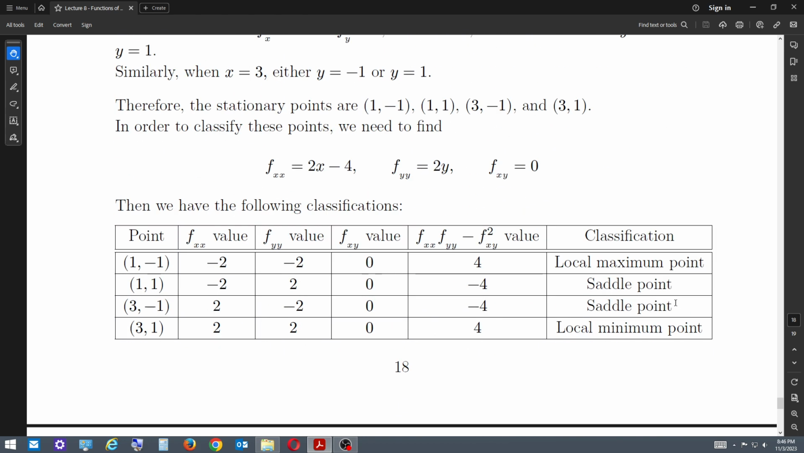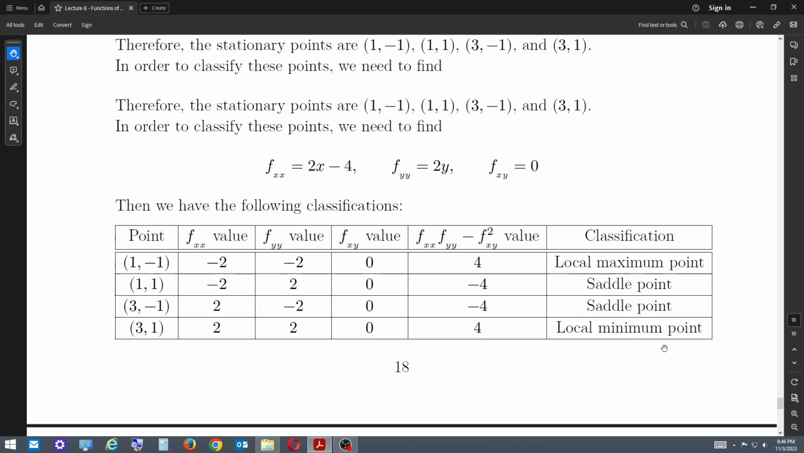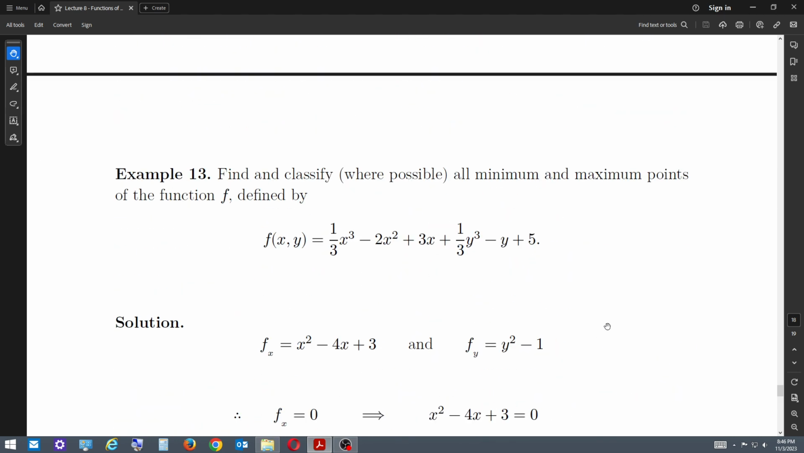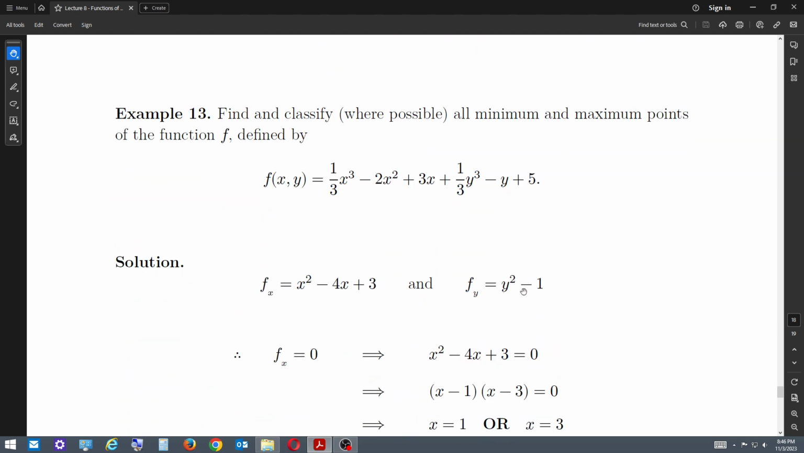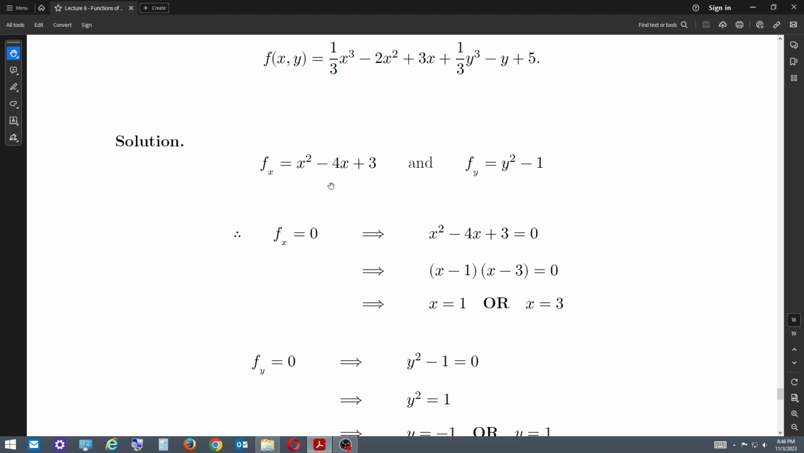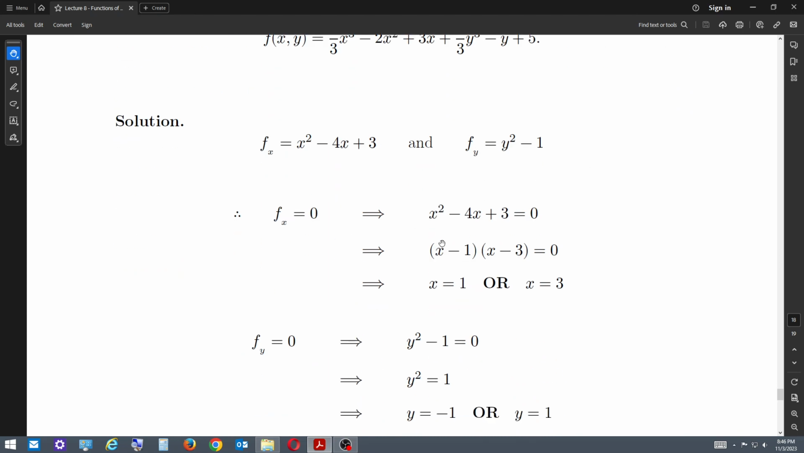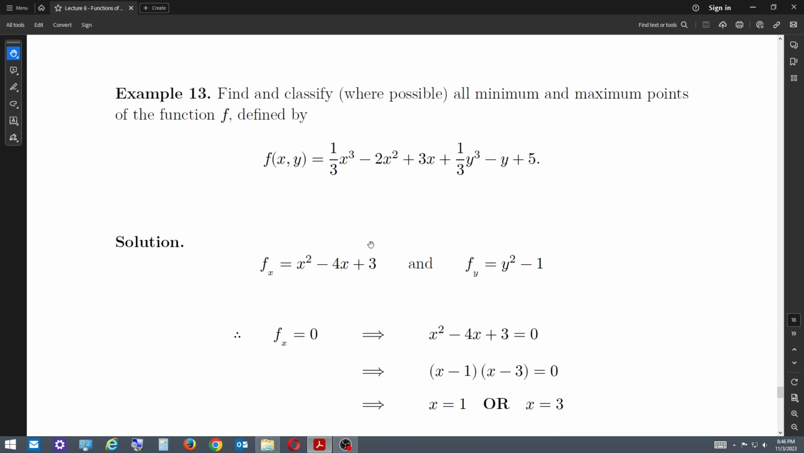Alright, this is another one that I think is a good idea to look at. I think this is the last example here, so I'm going to skip through this a little bit. So we have the function, we differentiate, set it equal to 0. Now, when I set the first one equal to 0, notice this is in terms of x alone. Similarly, this is in terms of y alone.